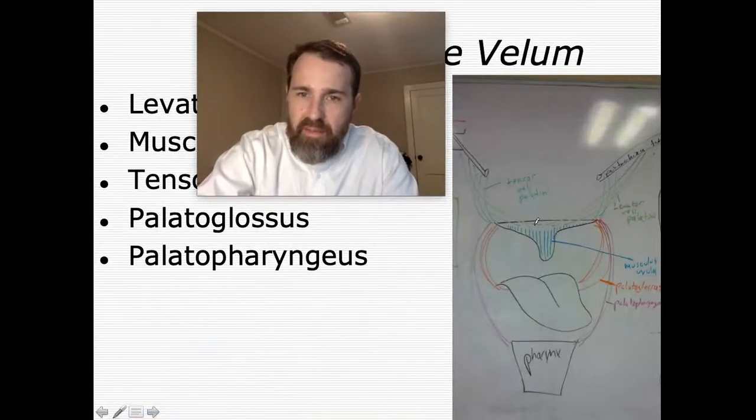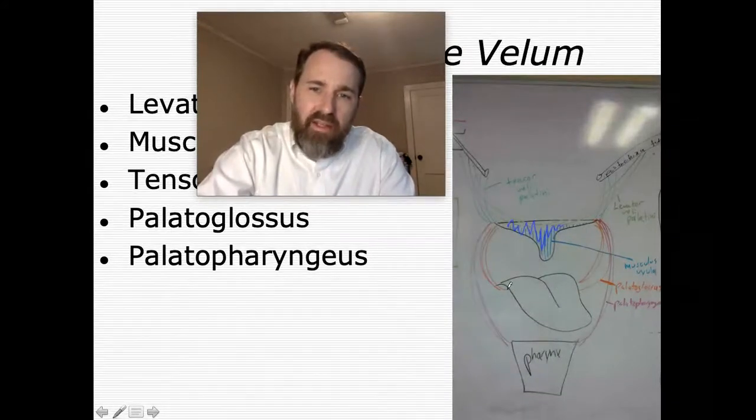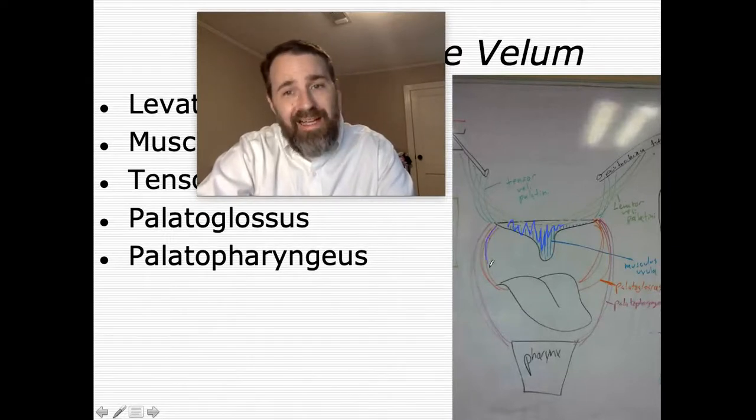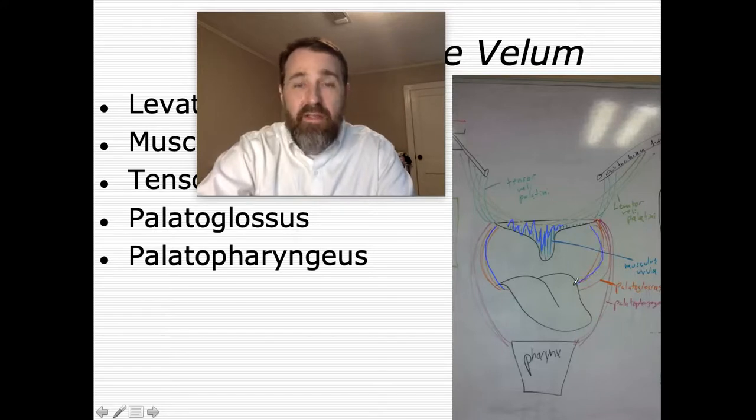All right, so looking at this image, you can see that here's the soft palate, here's the tongue, and these orange bands of tissue here that run from the soft palate down to the sides of the tongue, that is the palatoglossus. So palate meaning soft palate, glossus meaning tongue.